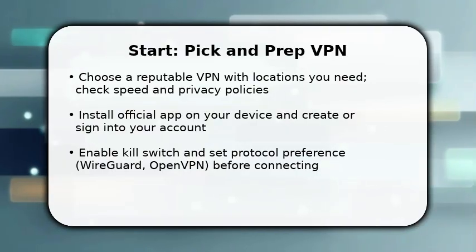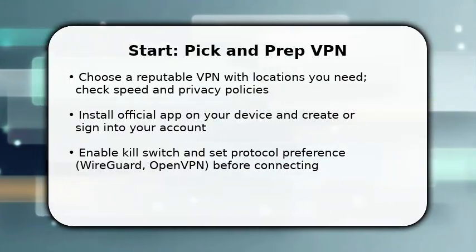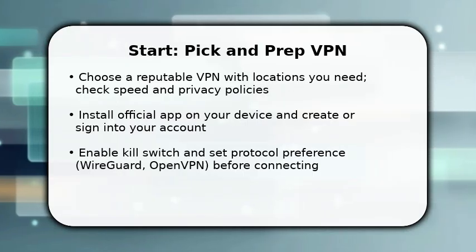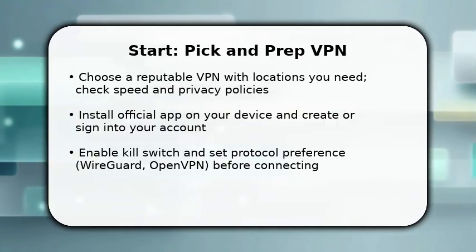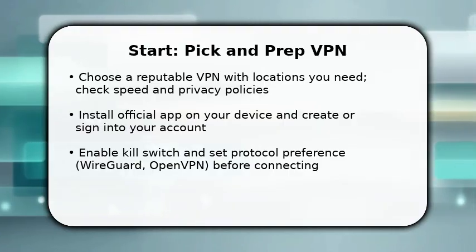You begin by choosing a reliable VPN that offers the countries or cities you need. Prioritize speed and a strict no-logs policy. Once you have an account, install the official app on your device and sign in. Make sure to enable the kill switch and pick a protocol like WireGuard for fast connections or OpenVPN for compatibility. These steps set up privacy and stability.